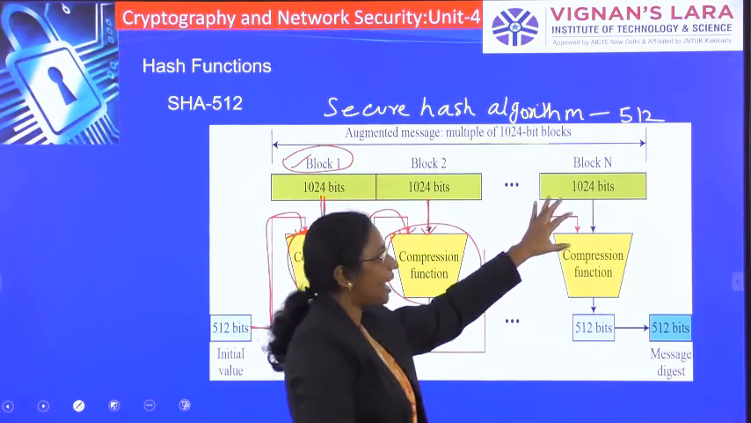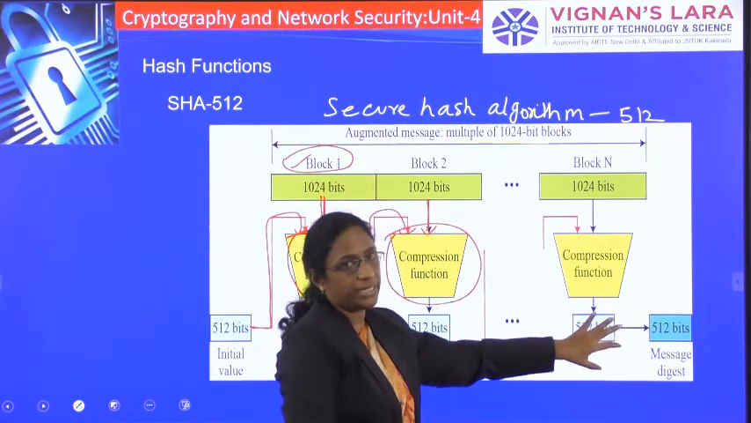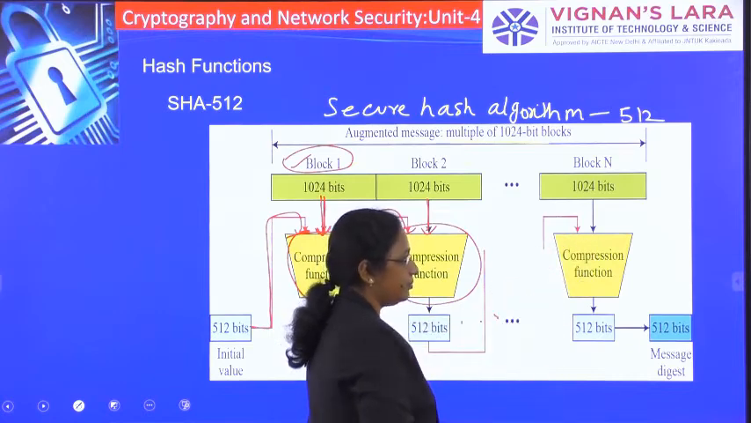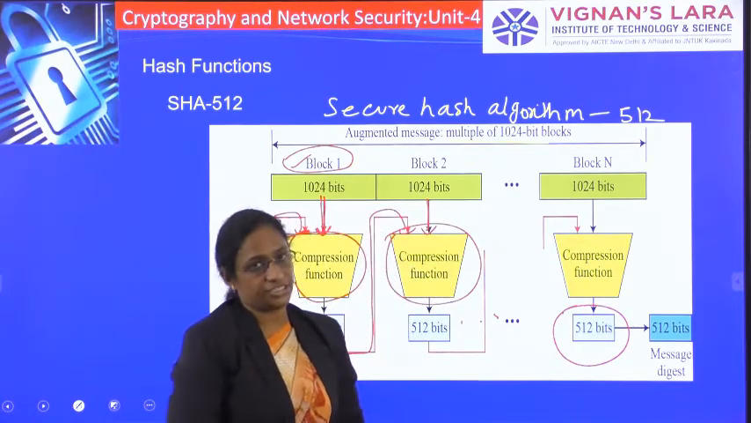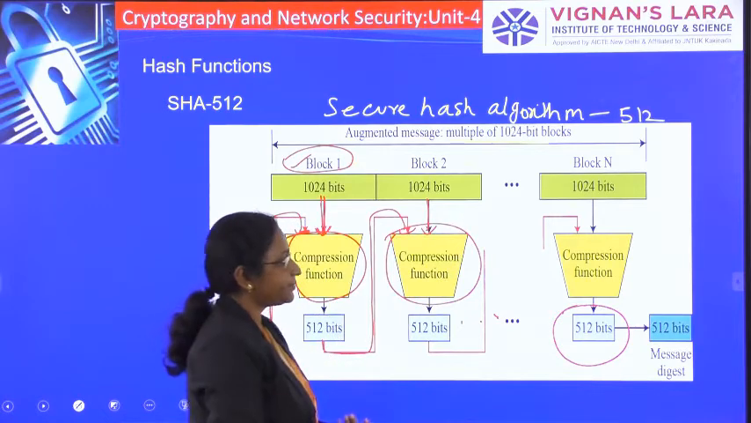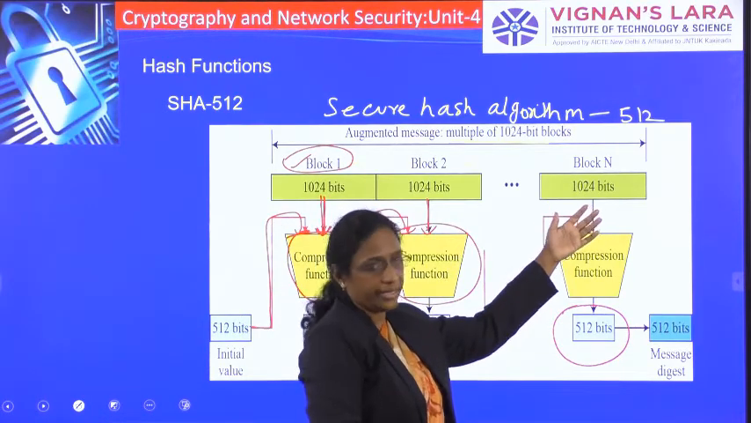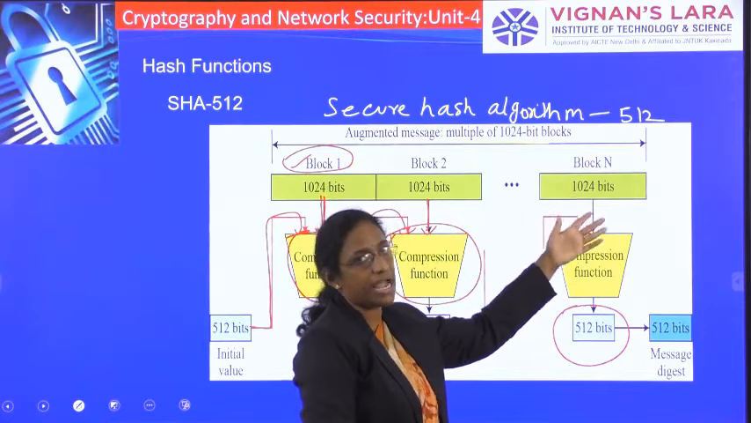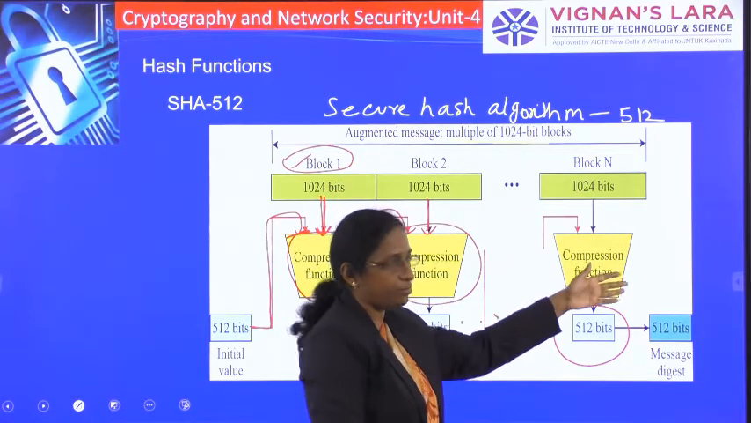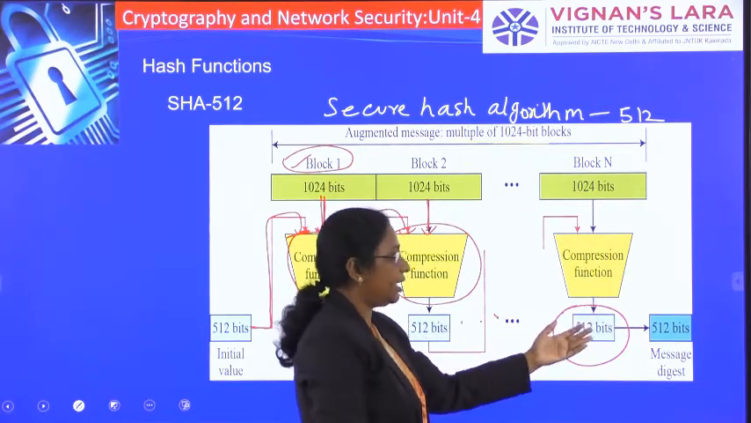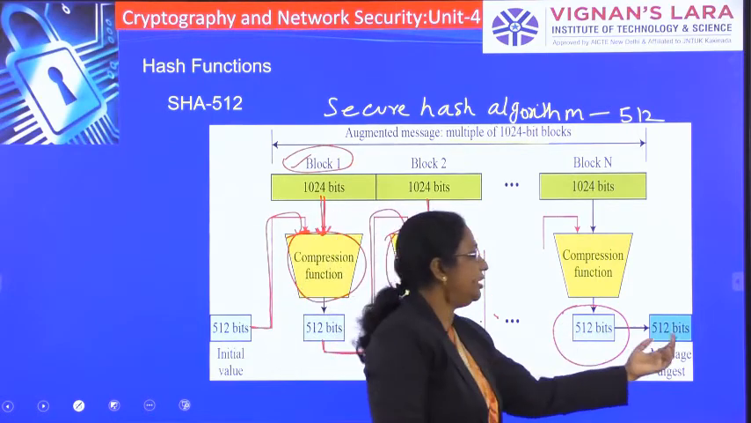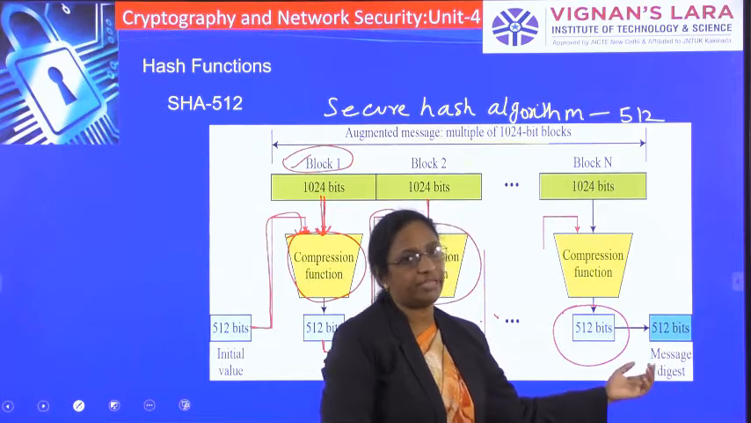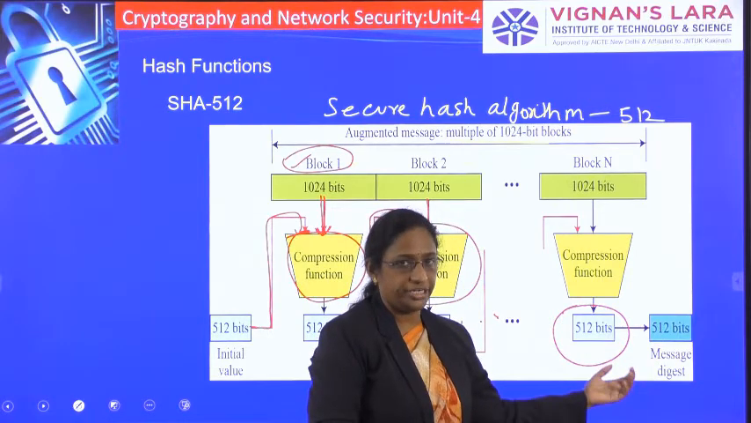The output of the last block, the nth block, will be your final message digest. After the last block is processed, whatever 512 bits you get will be your final message digest, or we can say your modification detection code.